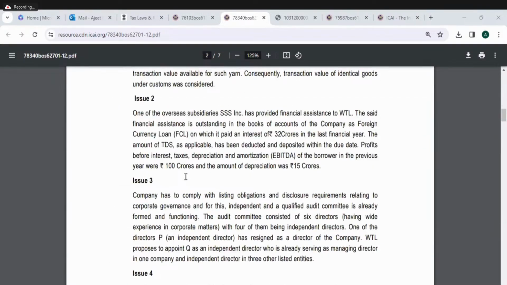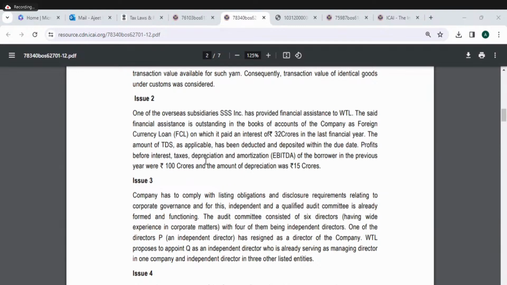And in the first line, it is mentioned that it has an overseas subsidiary, SSS Inc. By reading this line, it should come into your mind that it's a subsidiary and an overseas subsidiary. If you see the transfer pricing provisions, it should strike your mind that SSS Inc. is a subsidiary, so it's an associated enterprise. And as it's overseas, it's a non-resident associated enterprise. It should click in your mind instantly while reading the first line itself.